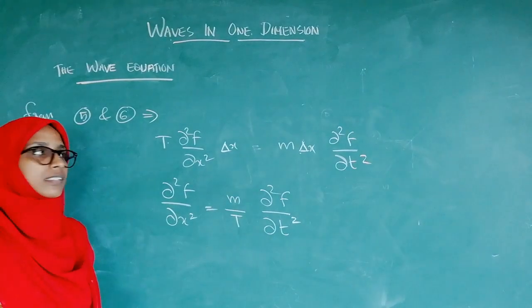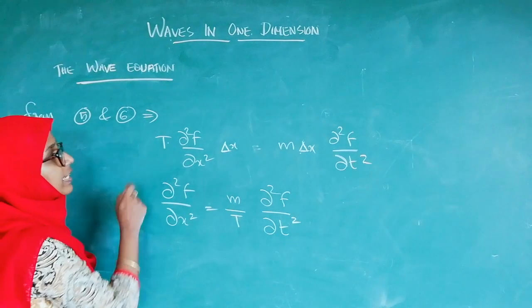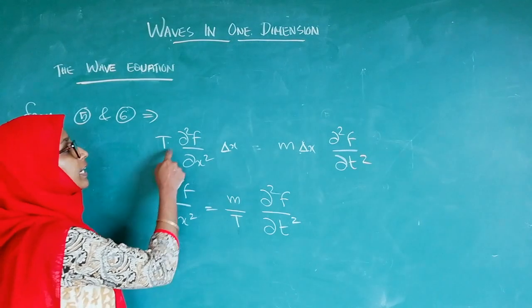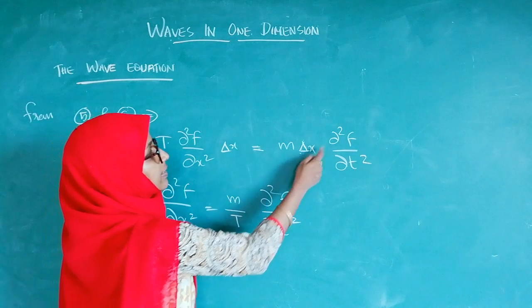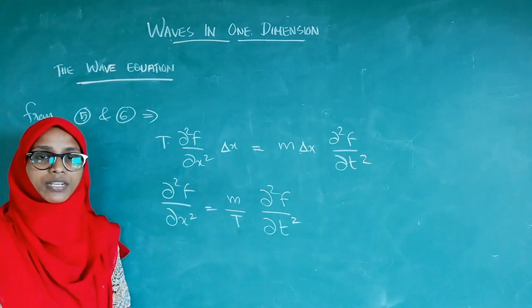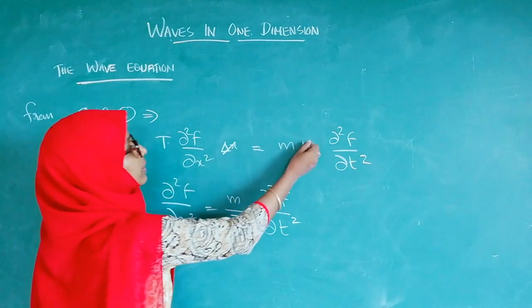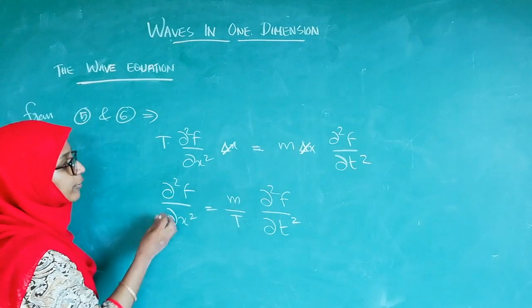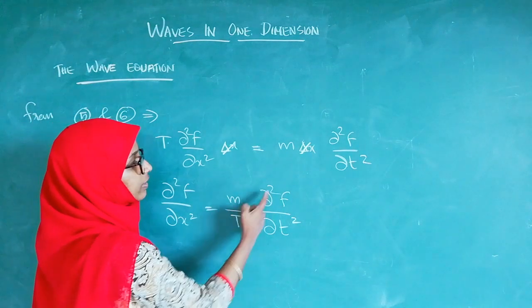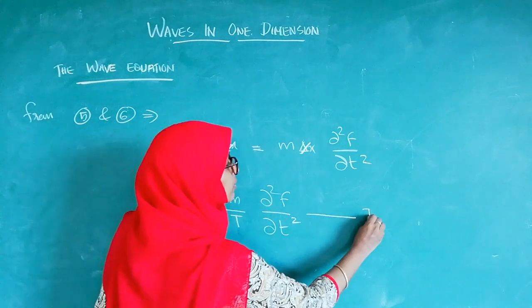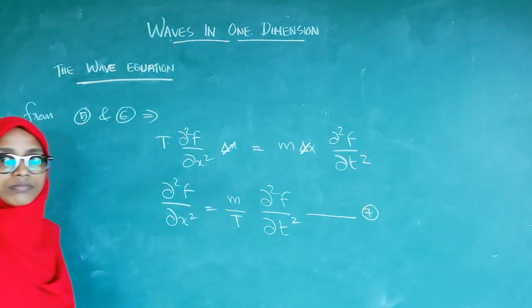By comparing these two equations 5 and 6, I am going to write it as T ∂²f/∂x² into del x is equal to m del x into ∂²f/∂t². As del x is common on the LHS and RHS, this equation will be ∂²f/∂x² is equal to m/T ∂²f/∂t², which is equation 7.